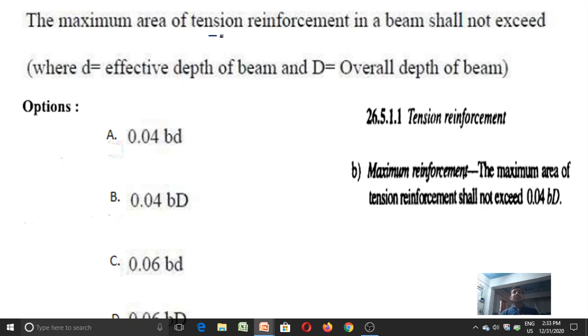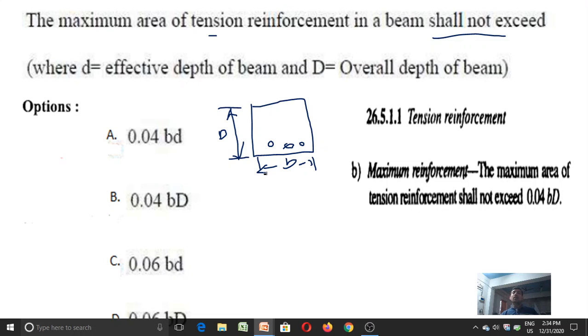The maximum area of tension reinforcement in the beam shall not exceed, where D is the effective depth and B is the overall depth of the beam. So let me draw a cross section of the beam here, and here we have provided reinforcement. So how to calculate the overall cross sectional area? The cross sectional area of this beam is, this is the overall depth, capital D, and this is the width of the beam, small b. The gross cross sectional area is overall depth multiplied by width of the beam.